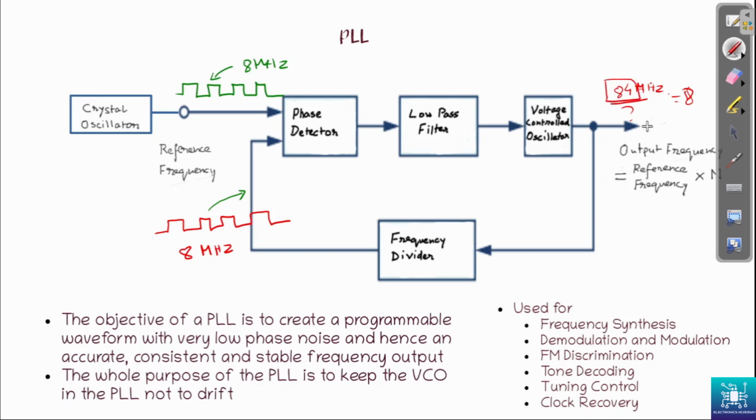So even after this block there is going to be some divider, prescaler, out of which the frequency that you will get is 84 megahertz. So we'll come to all that. Now let's assume that we have two 8 megahertz clocks coming in here, and one is unstable. That is, this clock is unstable.